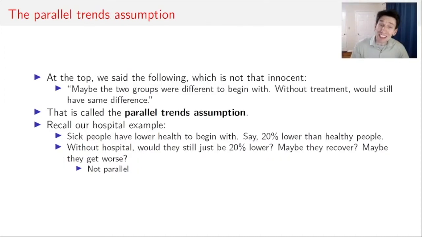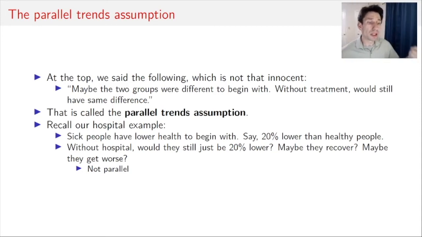Okay, but actually we have a little bit of a problem here called the parallel trends assumption. That is the assumption that we're making. So remember that at the top, what we said was something that sounded like maybe the two groups were different to begin with. Was this orange arrow. Without the treatment, they would still have the same difference. We said that. Well, that is not that innocent at all. It is called the parallel trends assumption.